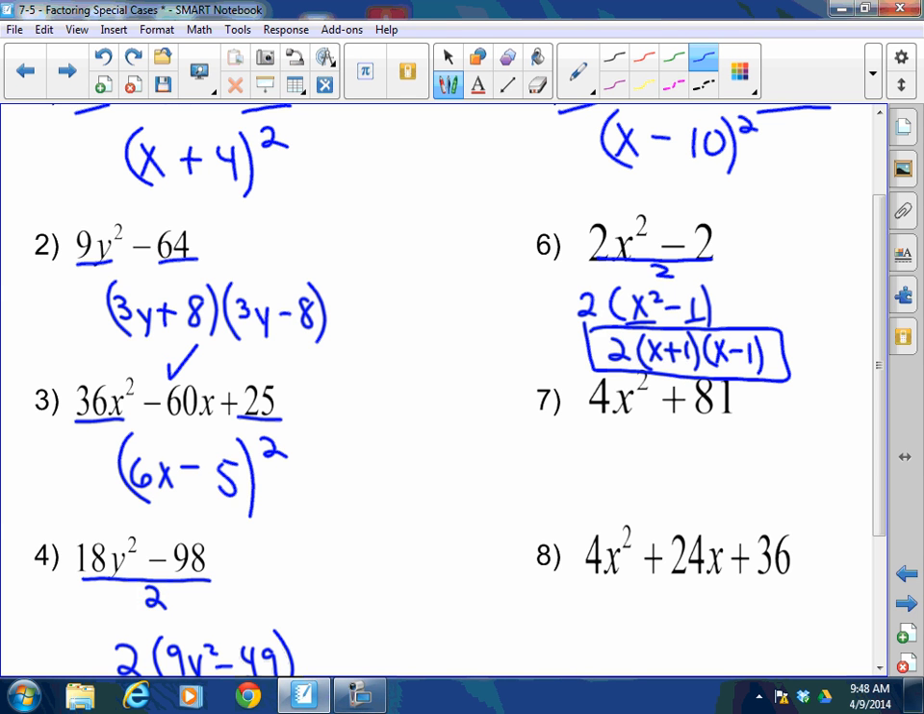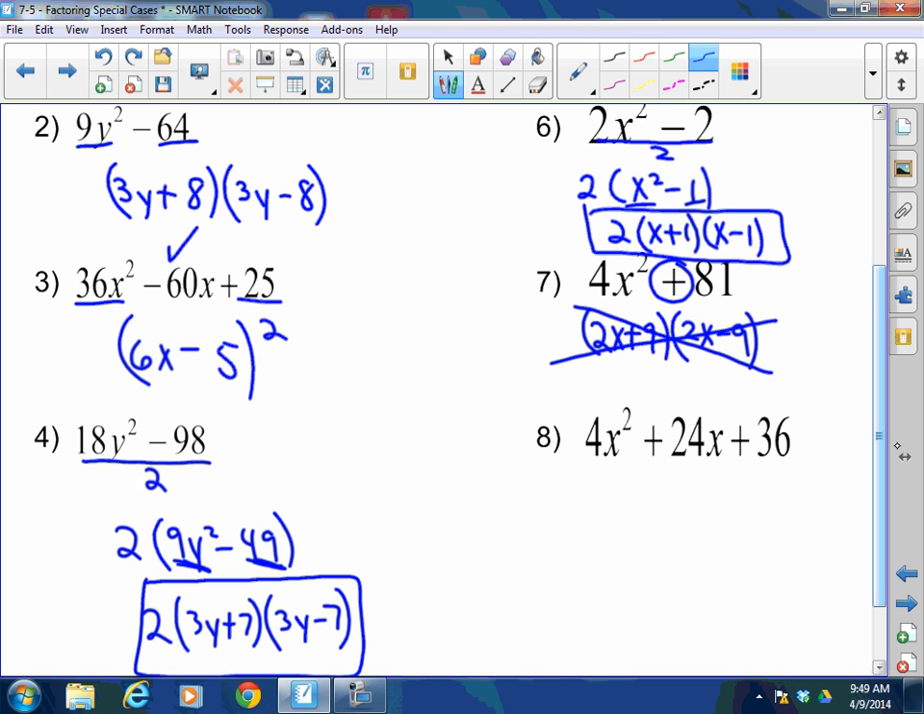Number 7, 4x squared plus 81. 2x, okay, right? 2x plus 9, right? 2x minus 9, right? Wrong. Guys, it's prime. There is no sum of squares. I led you down that path and you guys just followed me. Come on. I definitely tricked you. That was not a mistake on my part. I knew you were doing it wrong.